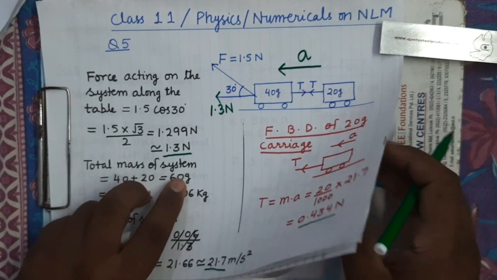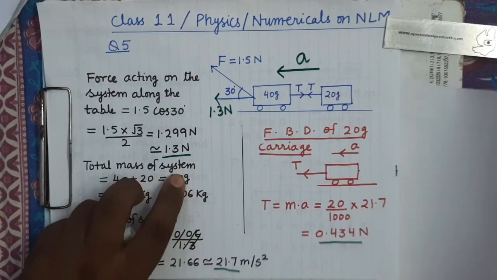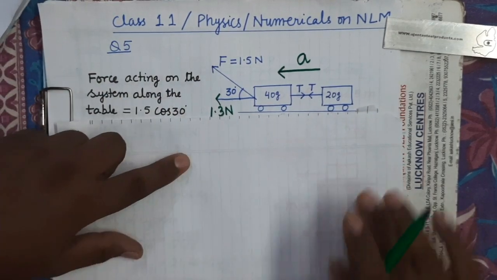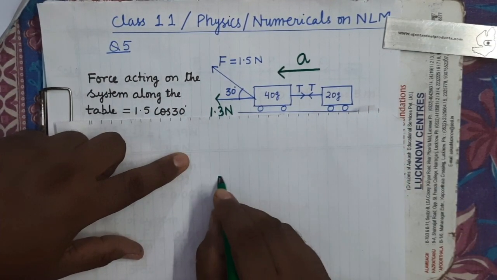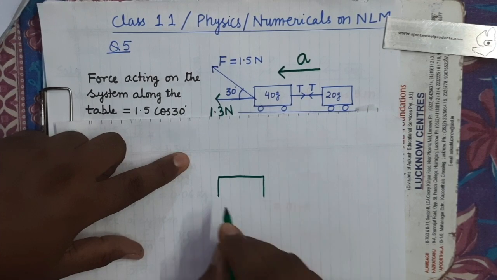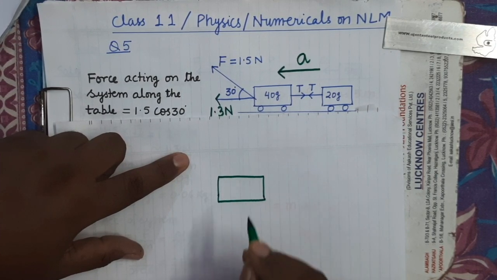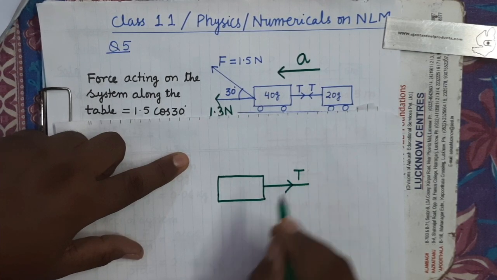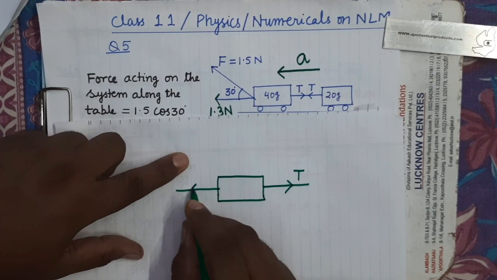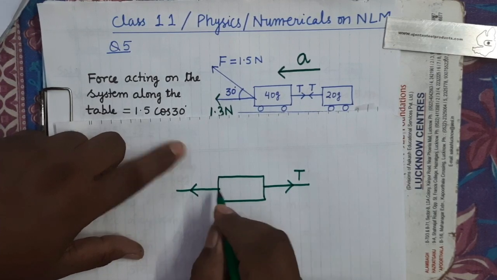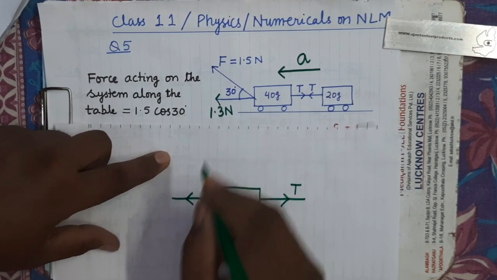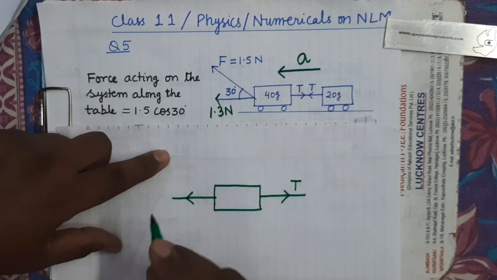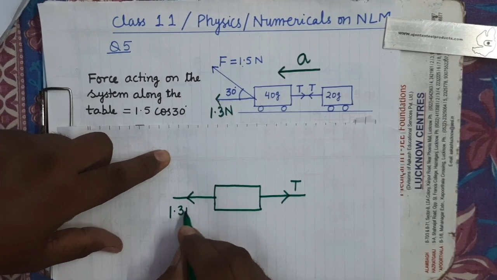In the same way, you can draw the free body diagram of the 40 gram carriage also. That also I am going to explain. See here. How will you write the free body diagram of the 40 gram block? This is the 40 gram carriage. What force is acting in this direction? T force is acting. How much force is acting in this direction? We will take only that force which is acting in the direction of motion. You have evaluated its component in this direction as 1.3 Newton.